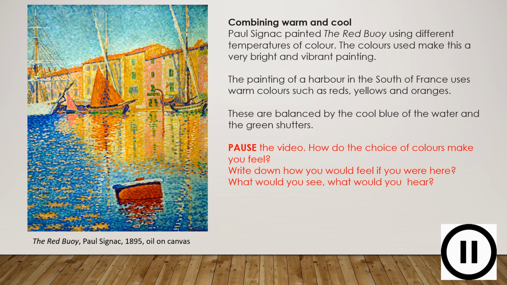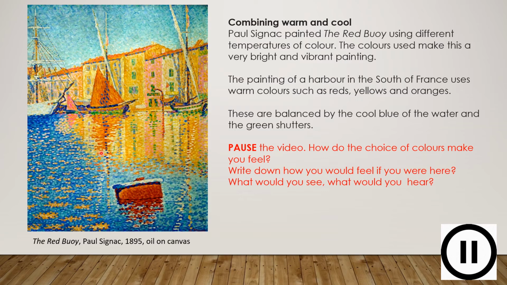This artist has used different temperatures of colour in his work. You can see a combination of warm colours and cool colours. It's painted in the south of France and it uses warm colours such as reds, yellows and oranges, as you can see here in the buildings, and they are balanced out by the cool blue of the water and the green shutters in the windows of the buildings.